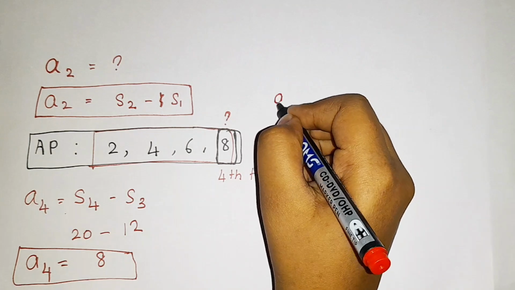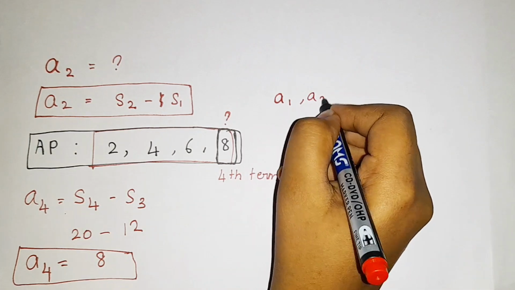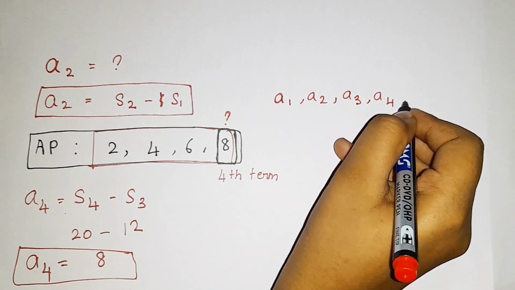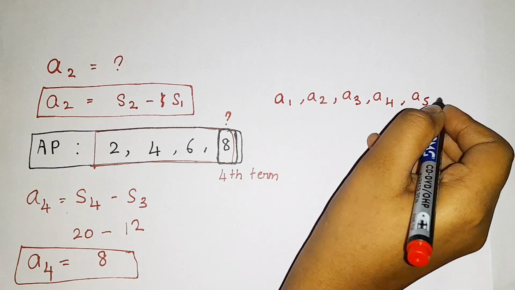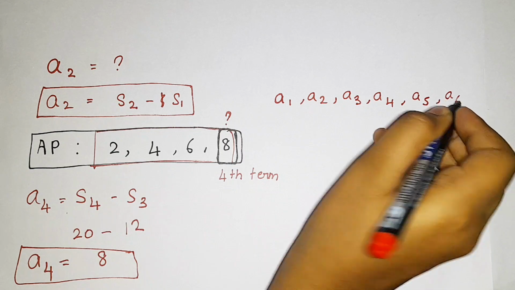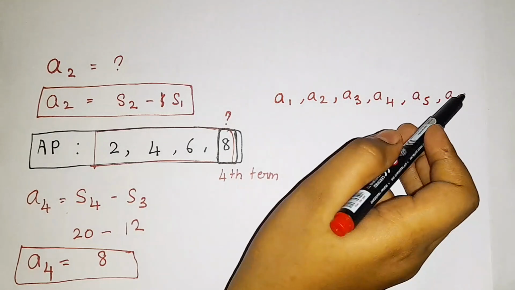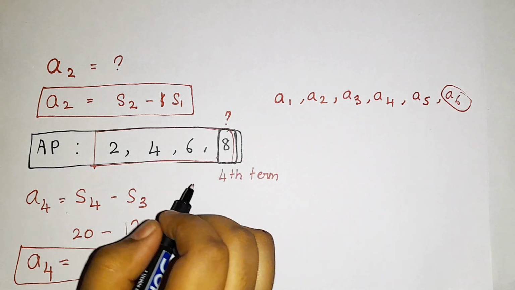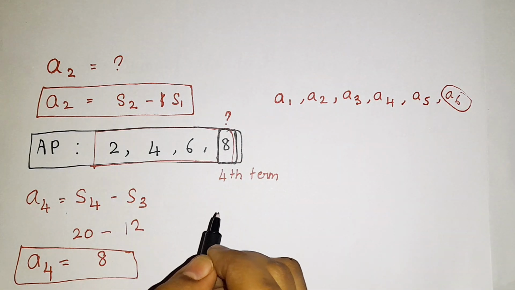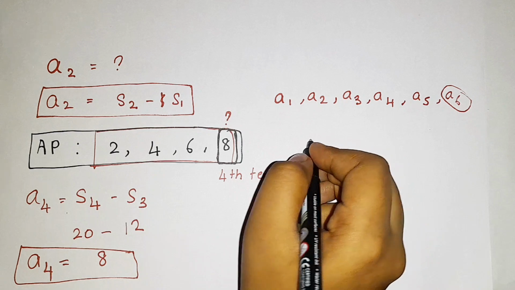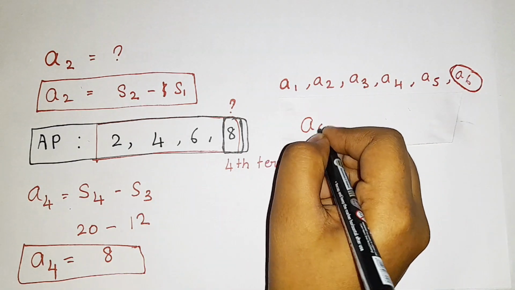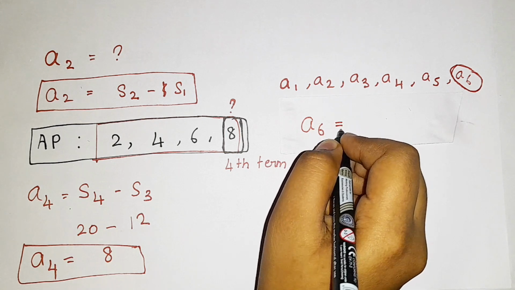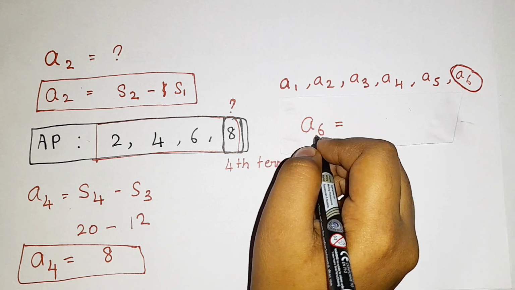Okay, so I have an AP, that is A1, A2, A3, A4, A5, A6. Here, think that the A6 value is missing. I want to find the A6 value. How will I find it? First write the missing value. So here the A6 value is missing, right? So write A6, that is the 6th term. So A6 means 6th term.